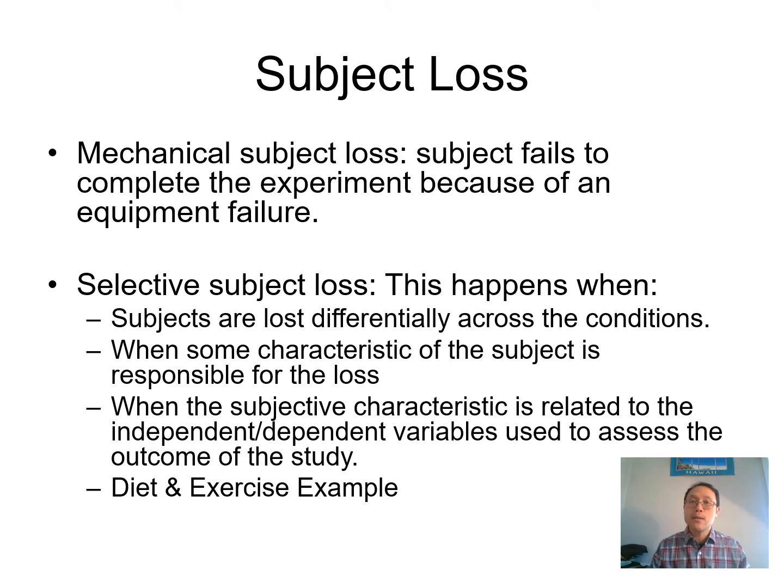So now, why is this such a big problem when it comes to internal validity? It has to do with when some characteristic of the subject is responsible for the loss. So what happens when a very specific characteristic is related to the independent variable or the dependent variable, the way that is used to assess the outcome of the study? One example I want to give you is the diet and exercise example. Let's say you are interested in knowing how doing CrossFit plus weightlifting can lose body fat. Okay, you're very interested in this.